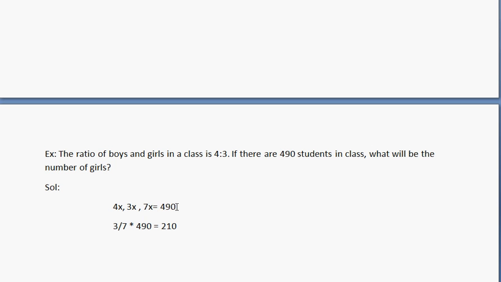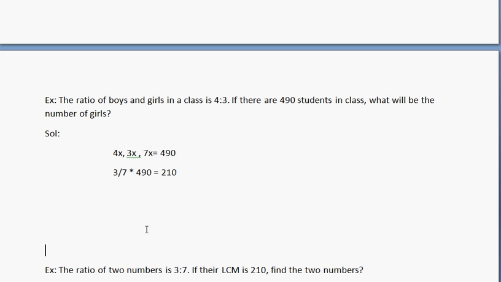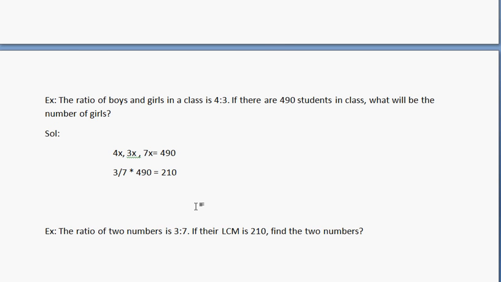X becomes what? X becomes 70. And number of girls are 3x. So number of girls would be 3 into 70. But using ratios, we have found the fractions, right? What fraction of students are girls? So 3/7 of students are girls, and the total number of students is 490. So 3/7 of that are girls, which means there are 210 girls. So this is a very simple question and very easy to do.